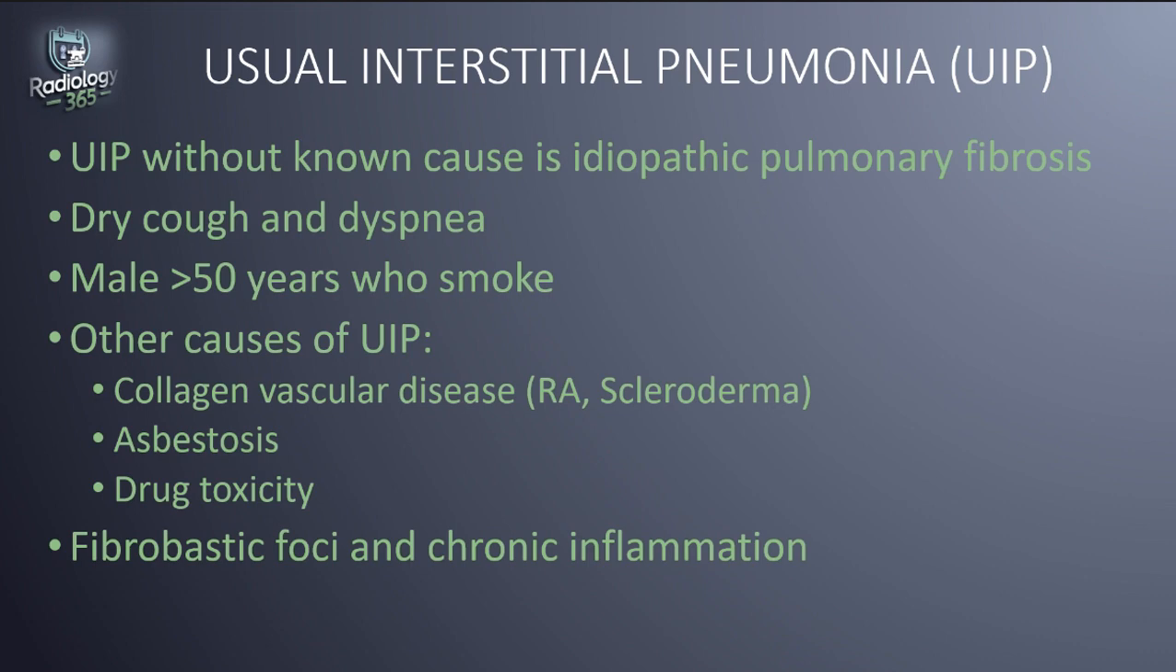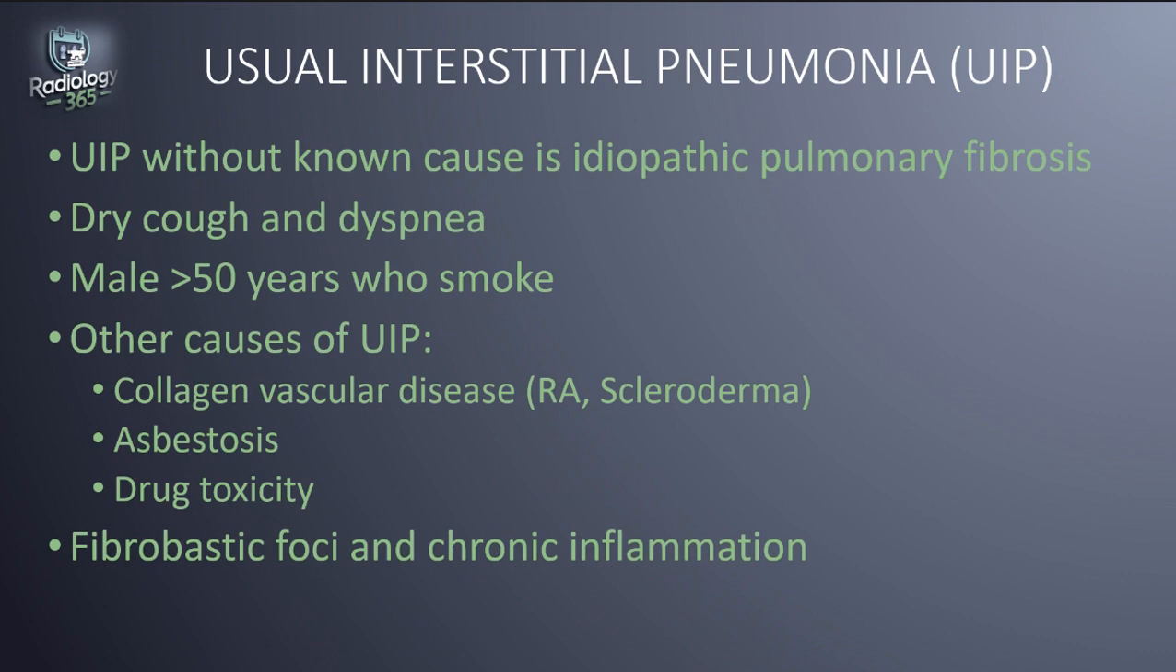Asbestosis is also one of the causes. Now, an imaging clue to the presence of asbestosis is calcified plaques. So if you see the UIP pattern with calcified pleural plaques, then you could make an impression of prior asbestos exposure.